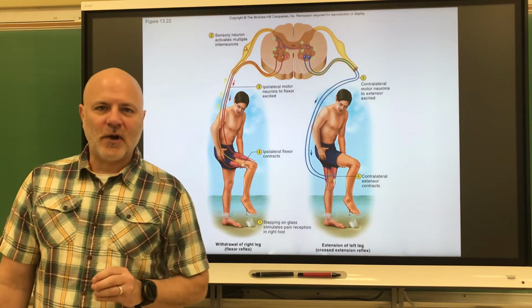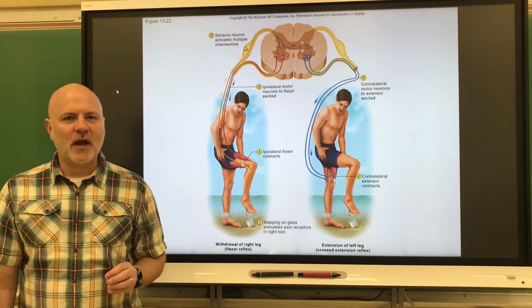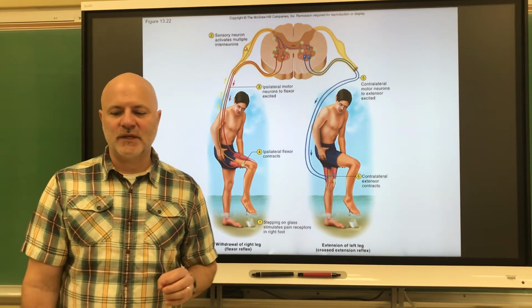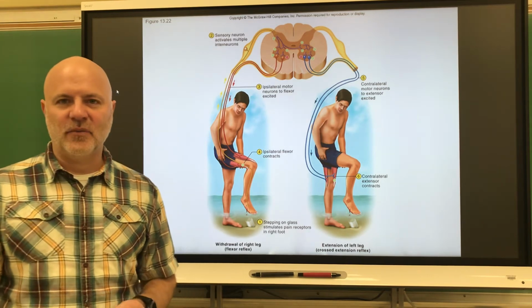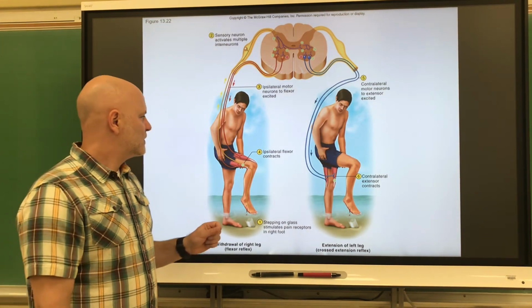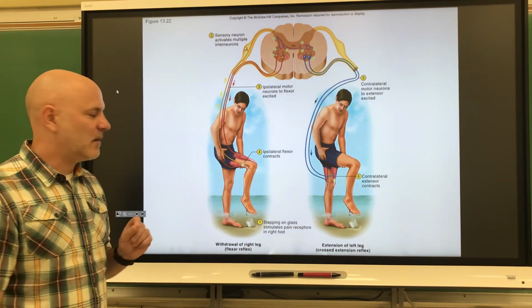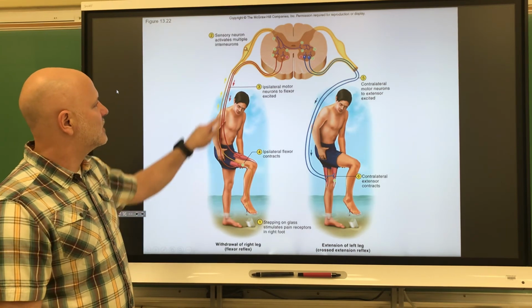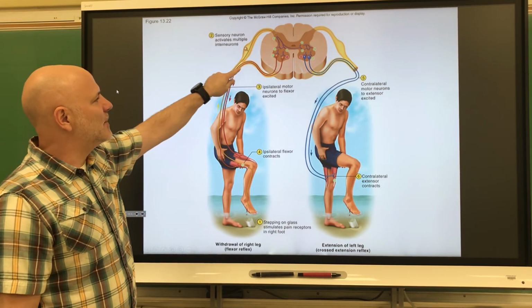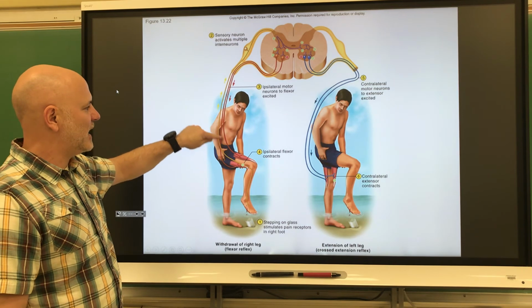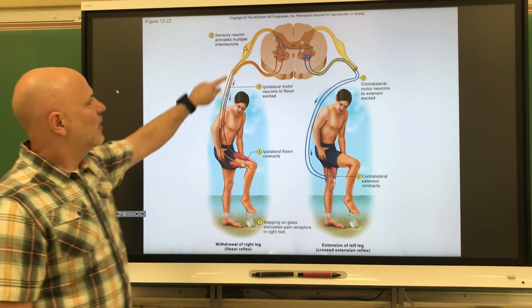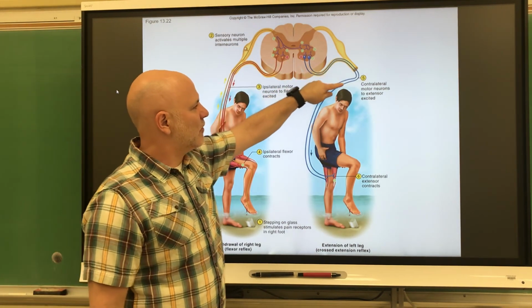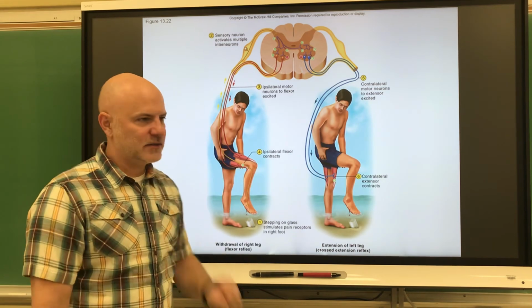So this is called the cross extensor reflex. This is a contraction of extensor muscles in the limb opposite from the one that is withdrawn. So, this is one I've kind of already talked about. You step on an injurious stimulus, you're going to have an ipsilateral reflex pulling your leg up. But you're also going to have a contralateral reflex that allows you to balance on your other leg.